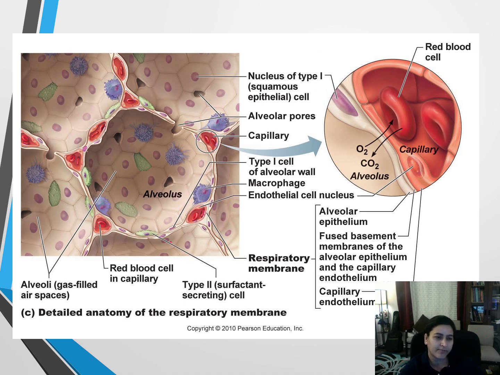The alveoli are filled with air, and these are the red blood cells in the capillaries. Here is where the gas exchange takes place. Oxygen is given into the capillaries, and carbon dioxide is picked up. And it shows here the fused basement membrane of the alveolar epithelium and the capillary endothelium.